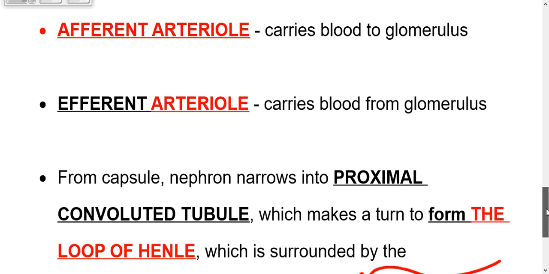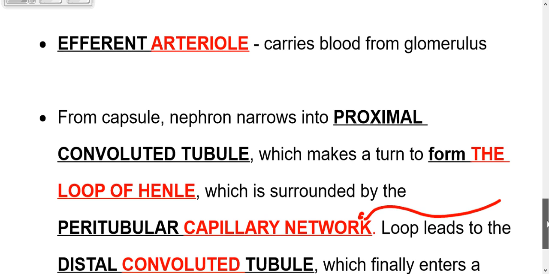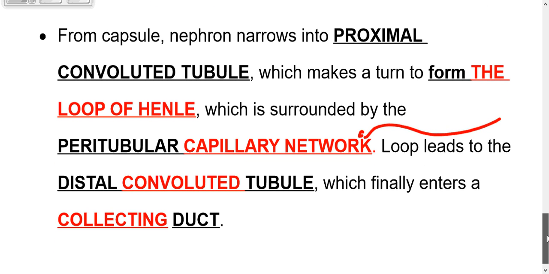So we've got a blood network coming to the glomerulus, that capillary tuft, and carrying it away. From that capsule, the nephron narrows into the proximal convoluted tubule. And that then goes into the loop of Henle, and that's surrounded by the paratubular capillary network. Okay, so the paratubular capillary network is the blood network that's going to be there to catch all the things that we reabsorb, because we don't want to lose everything that's filtered into that Bowman's capsule.